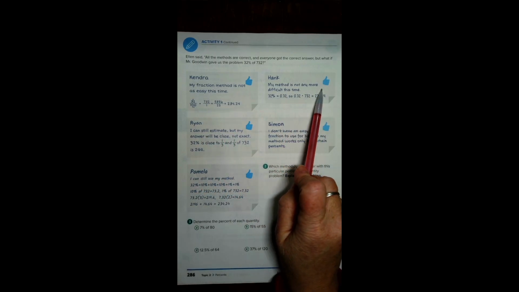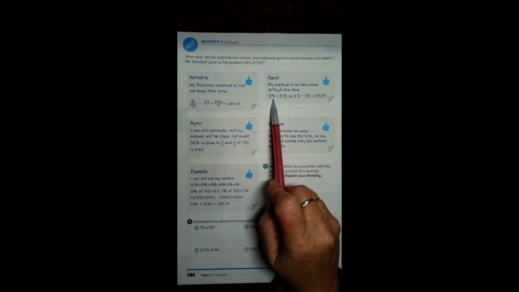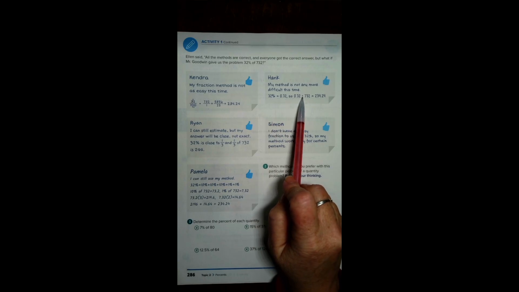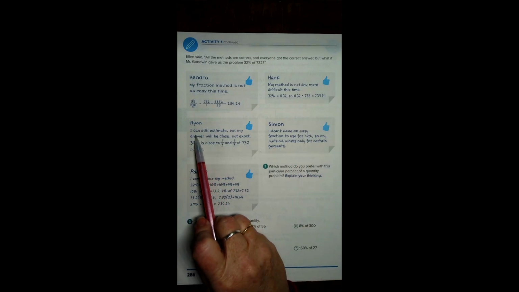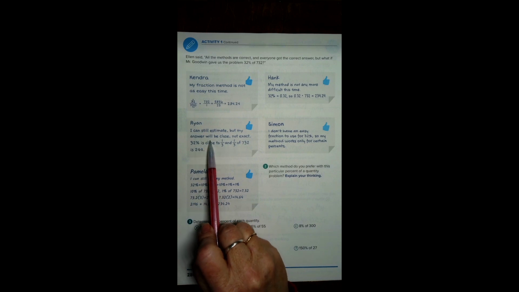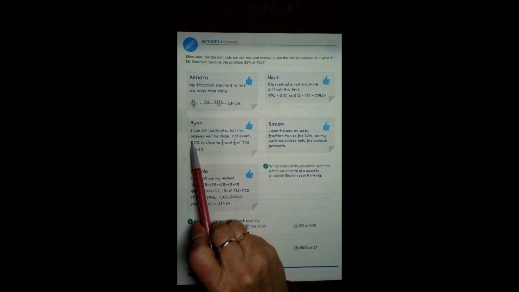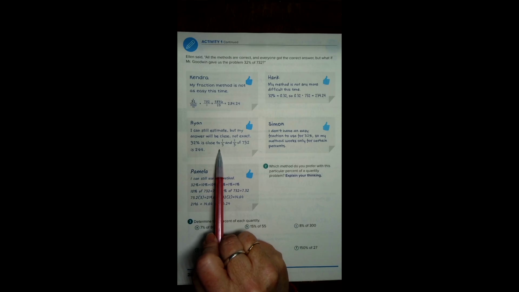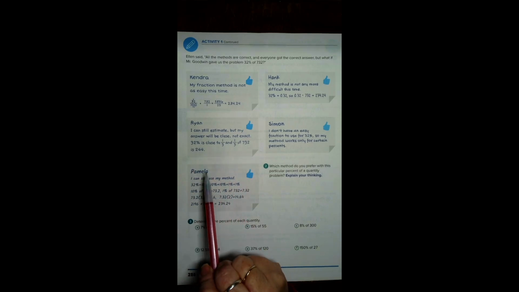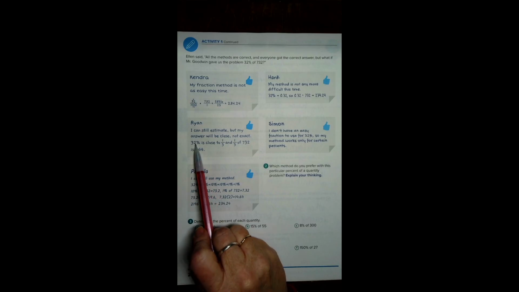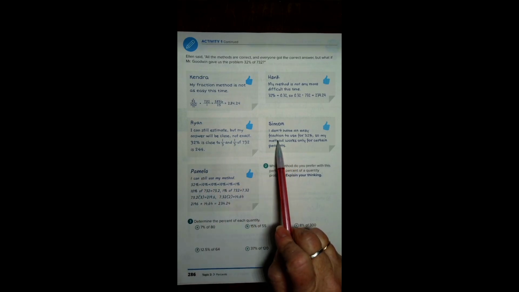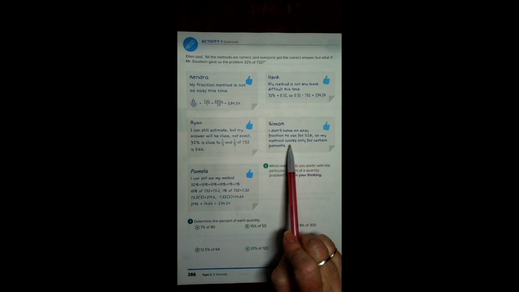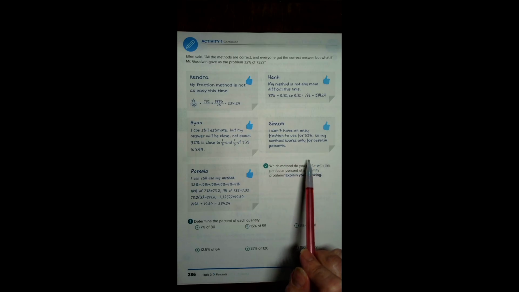Hank says, my method is not any more difficult. 32% is 0.32, so 0.32 times 732. So his was still easy. Ryan says, I can still estimate, but my answer will be close, not exact. So he's saying 32% is close to 1/3, and 1/3 of 732 is 244. So it's hard to get a fraction out of 32% as he did in the other one. Simon says, I don't have an easy fraction to use for 32%, so my method works only for certain percents.